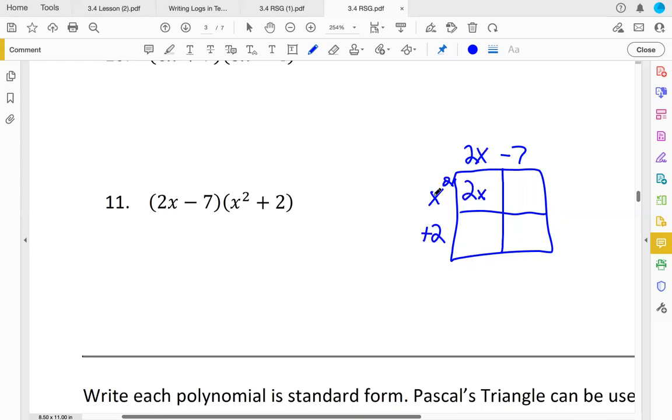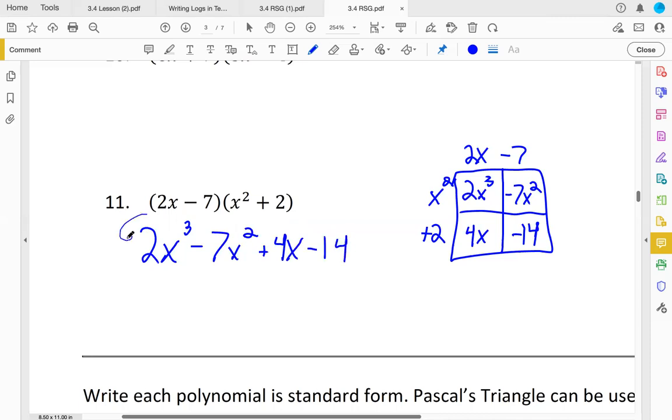2x multiplying with x squared is 2x cubed, minus 7x squared, plus 4x, minus 14. You might think, yeah, there's that funnel, I can combine these two terms, right? But can you? Really? No. This is x squared. This is just an x term. Not much you can really do once this is simplified, so just leave your answer as is.